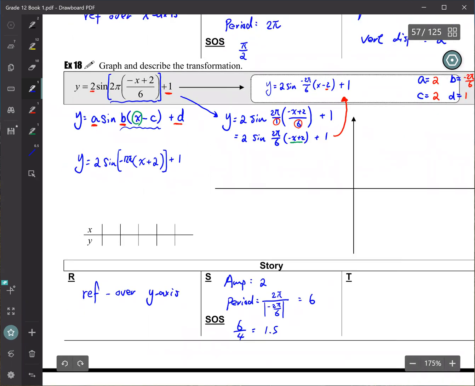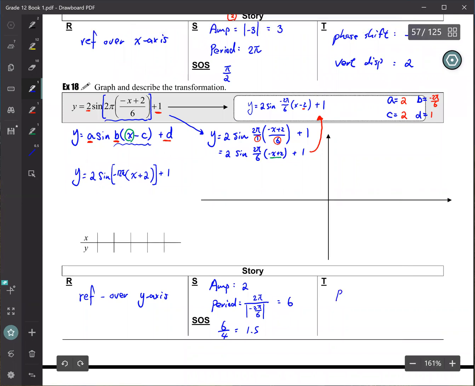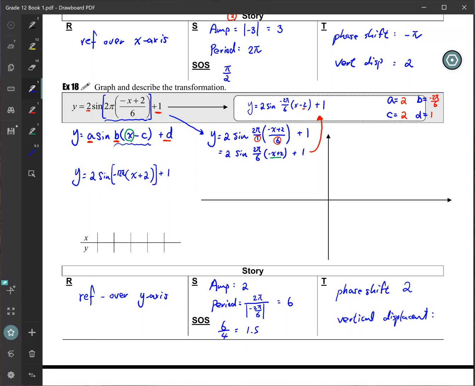Now translation. For translation, you have to look at C and D. The first one, moving left and right, we call the phase shift. Going left or right side. So Trudy, what's the phase shift here? Phase shift is 2. Yeah, so we are moving to the right by 2. You look at the value for C. And the vertical one, going up and down, we call that the vertical displacement. Samantha, what's the vertical displacement? 1. Yeah, so we are moving up by 1.